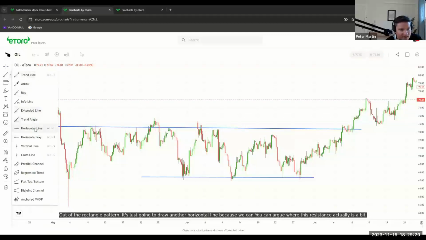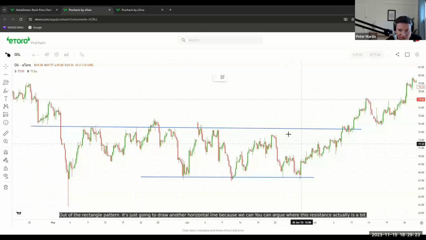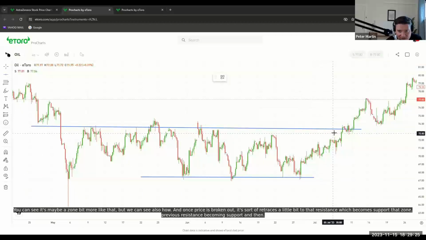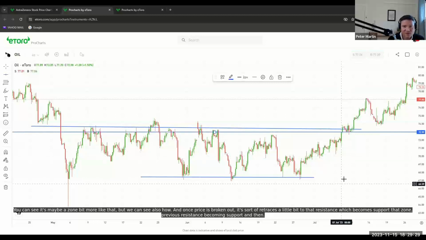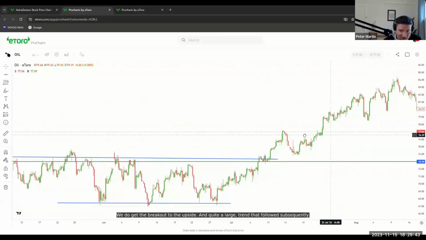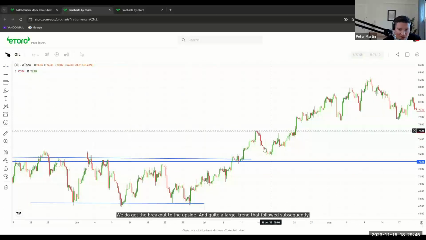I'm just going to draw another horizontal line, because you can argue where the resistance actually is a bit, but we can see it's maybe a zone a bit more like that. We can also see how once price has broken out, it retraces a little bit to that resistance, which becomes support, previous resistance becoming support, and then we do get the breakout to the upside, and quite a large uptrend followed subsequently.